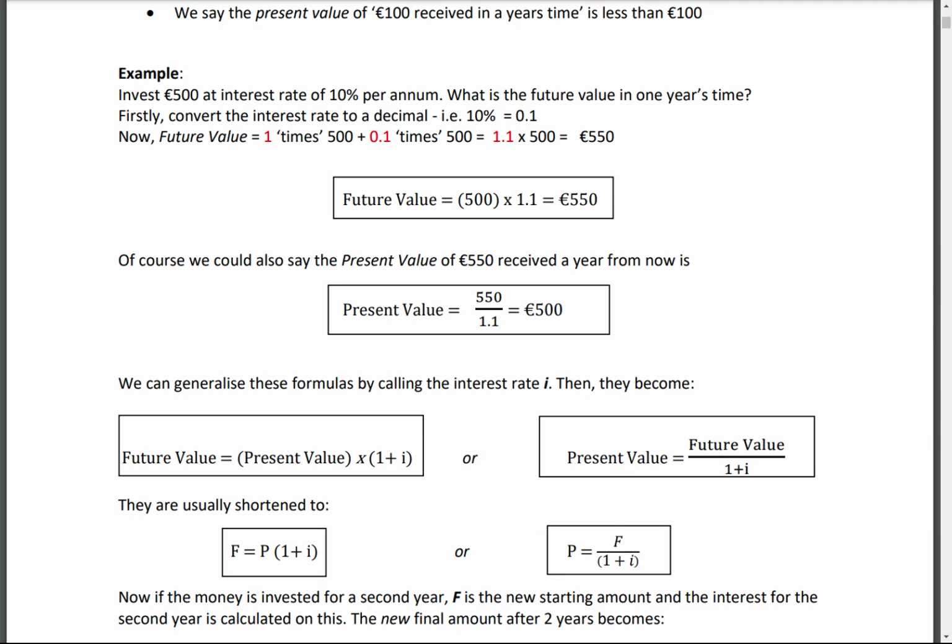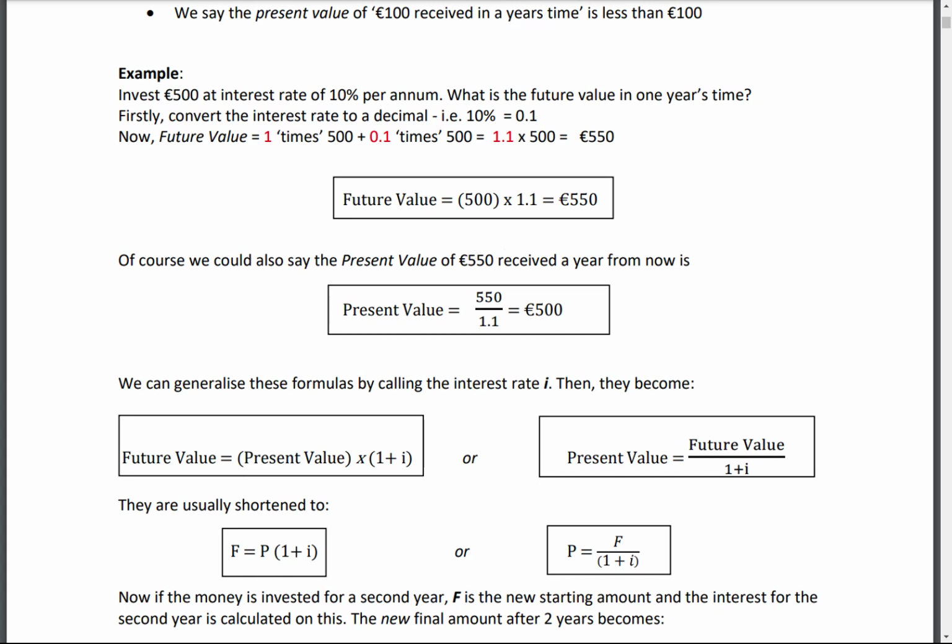And if we invest the 500, well, the future value of our 500 is the following. Well, it's 1 times the 500, so we get our money back, plus the interest times 500, which is 0.1 times 500. So altogether, that's 1 plus 0.1 times our money, which is 1.1 times 500, which is €550. So we say the future value of the 500 is the 500 multiplied by 1.1, which is 550.